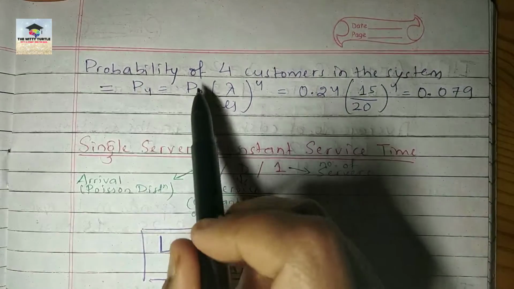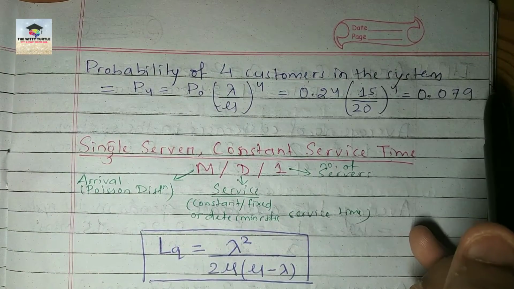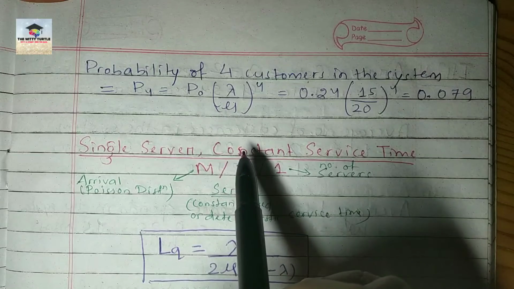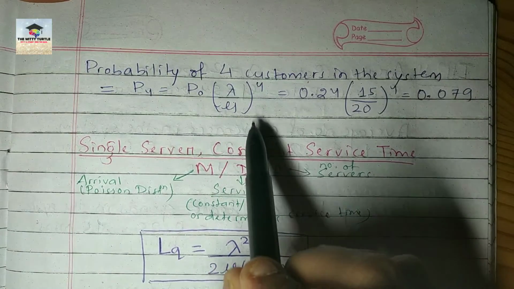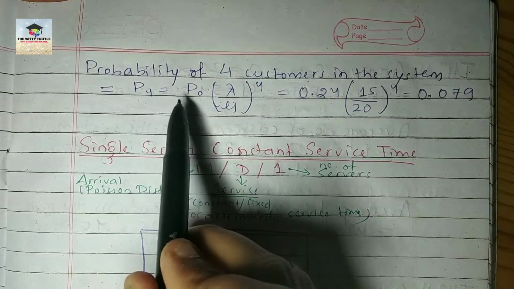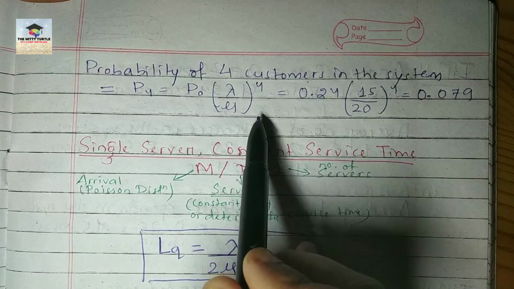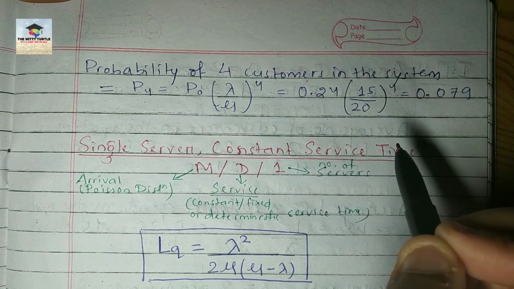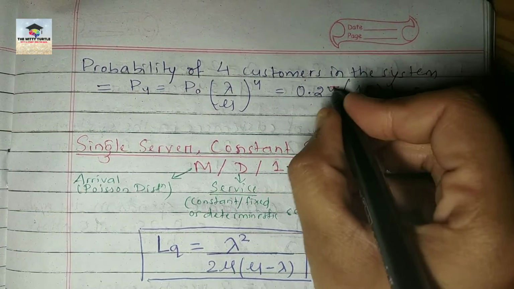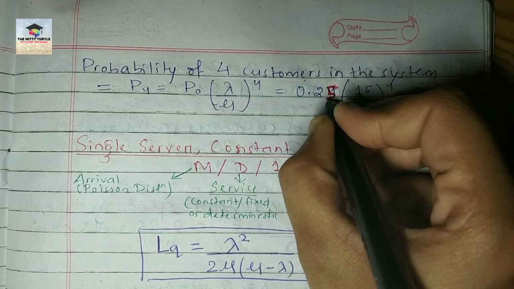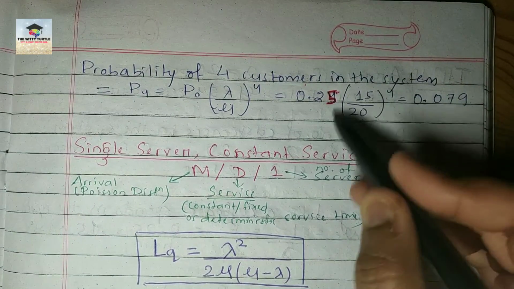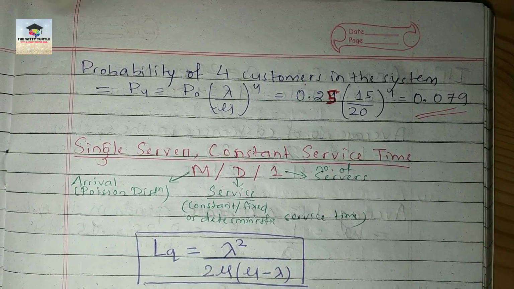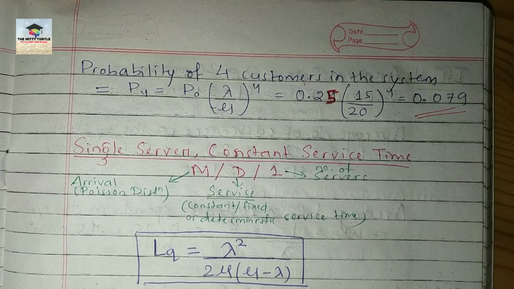Next question is what? Probability of having 4 customers in the system. So what was the formula for this? Pn equals P0 into lambda by mu to the power n, right? So P4 equals P0 into lambda by mu to the power 4. So it will be what? We know the value of P0, that is coming as your 0.25. So 0.25 into 15 by 20 to the power 4. So after calculating, it is coming as 0.079. So this is a very simple question, right?